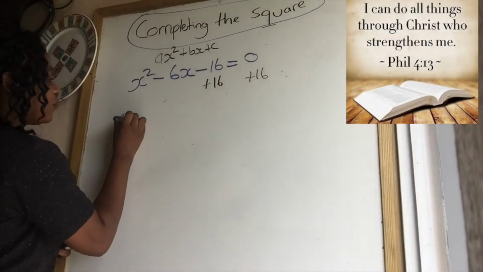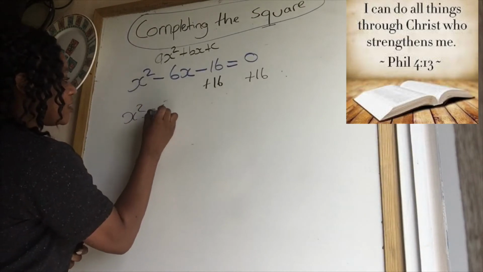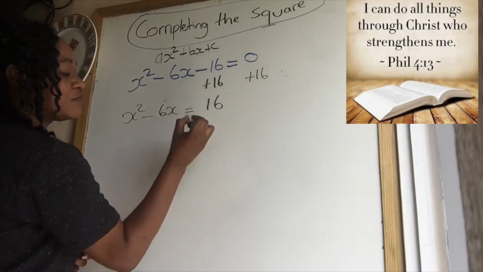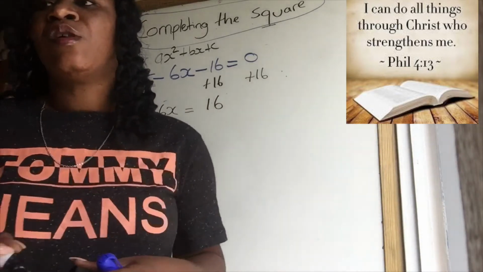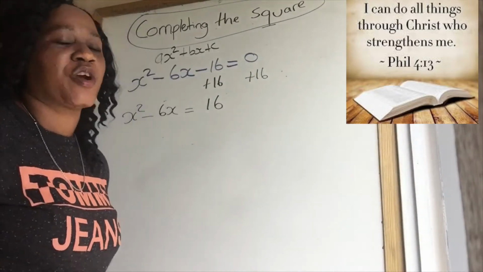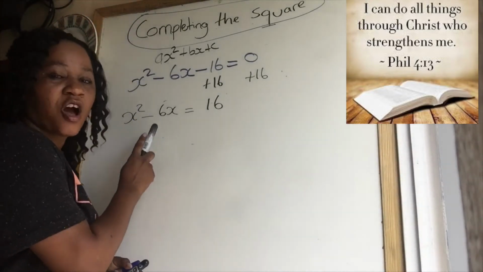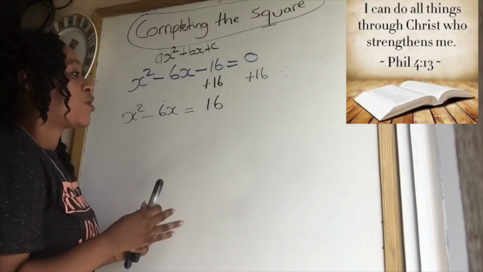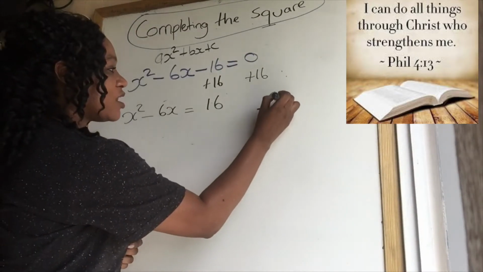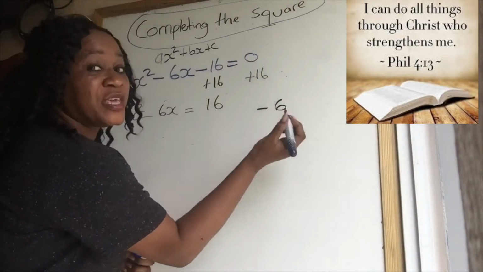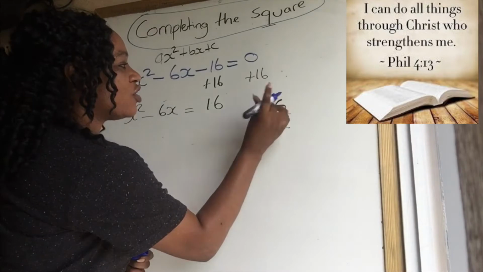So now we are left with x squared minus 6x. Alright? And that is equal to 16. Good? Now, the next thing that we're going to do is we're going to take half the coefficient of x, which is minus 6. So we're going to take half of minus 6. Alright? So we're going to take half of b then.